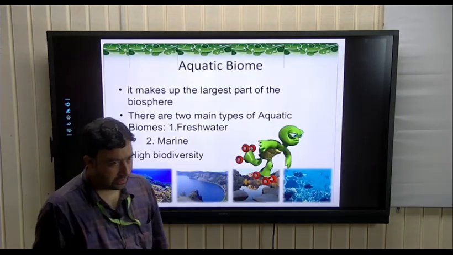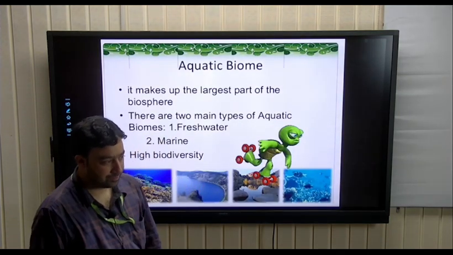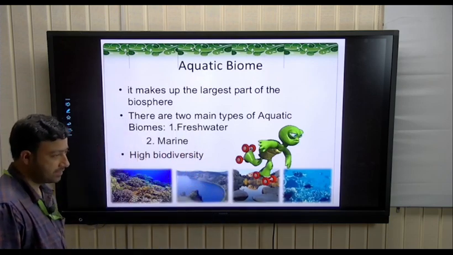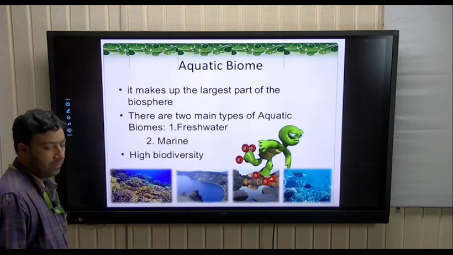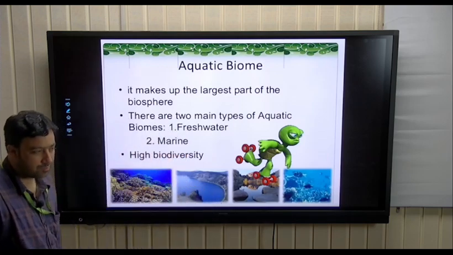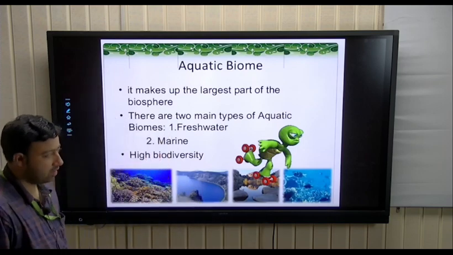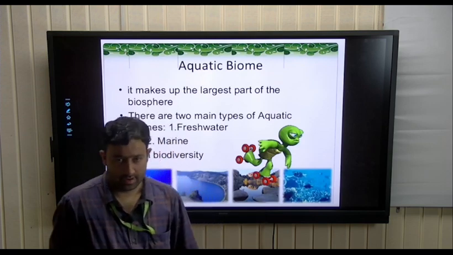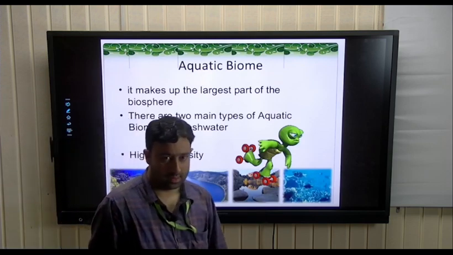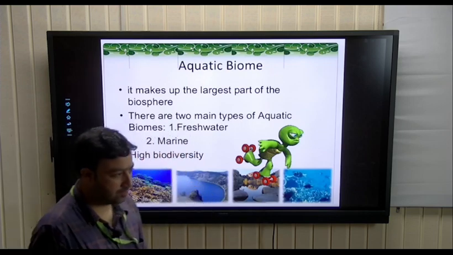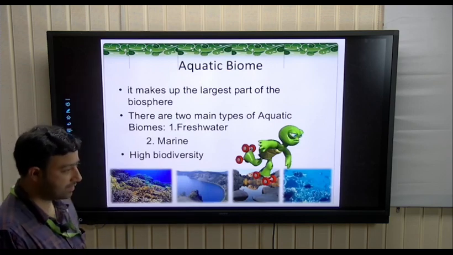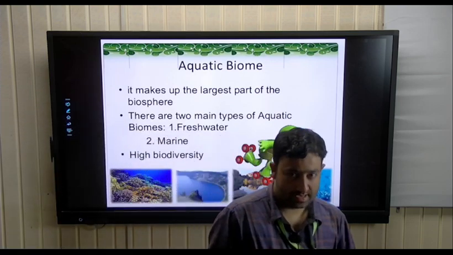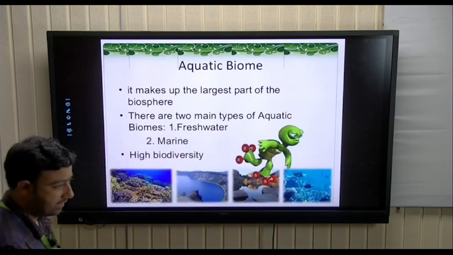Aquatic biome is characterized by the maritime, which means it is dominated by living organisms, whether they are plants or animals, and is dominated by the climate. As I already said, it makes up the largest part of the biosphere. There are mainly two types of aquatic biomes, freshwater biome and marine water biome, and there is high diversification of organisms living in these water bodies.